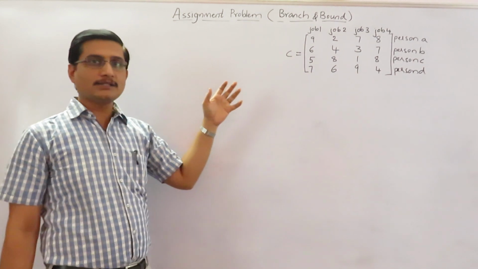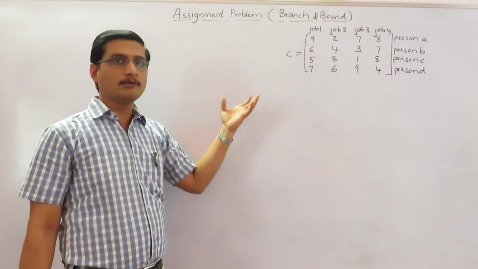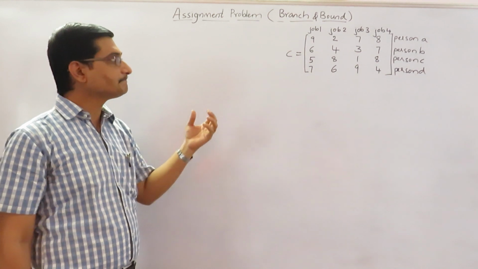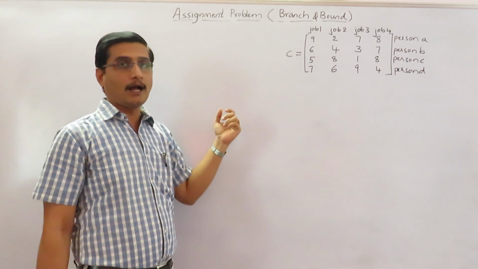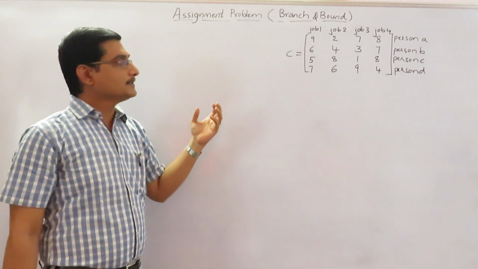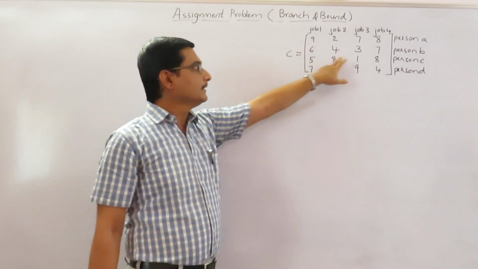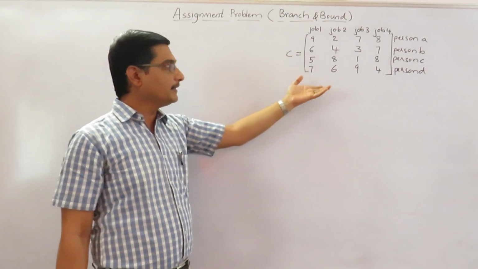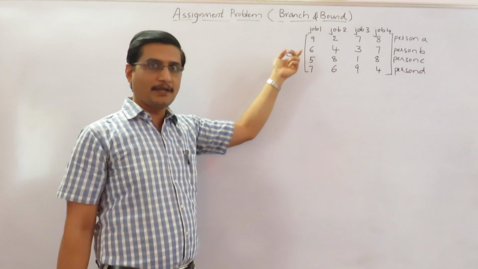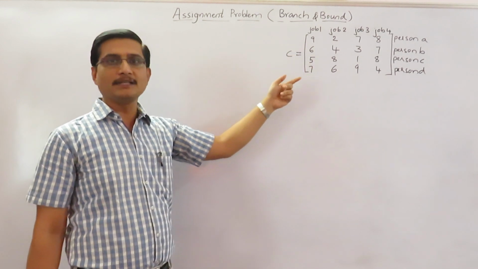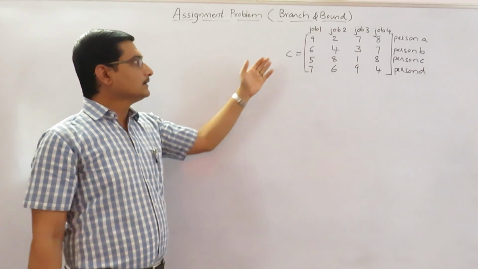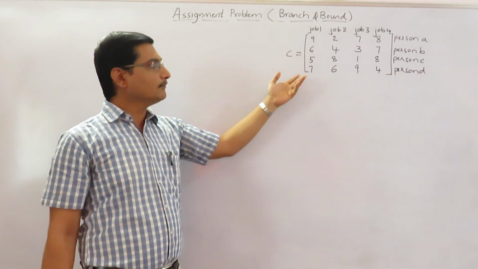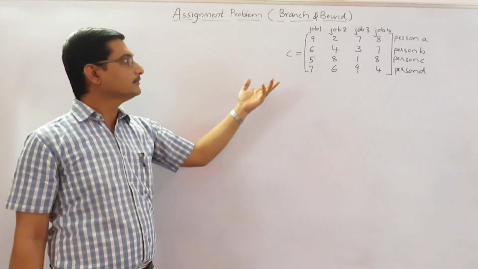So to solve this using branch and bound, we need to construct the state space tree. That is the first thing. The second thing is we need to find the lower bound. How can we find the lower bound here? Say we take the least cost from each row. Ultimately the problem is we have to select one value from each row such that no 2 values come in the same column. So if we take the least values from each row, then we will definitely get a lower bound.